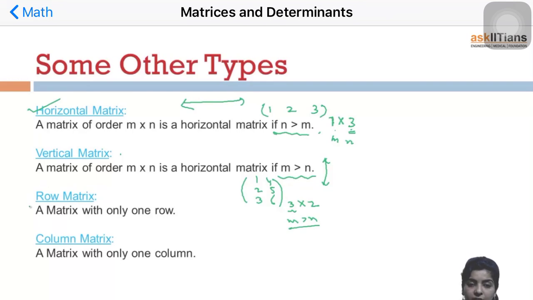Row matrix, a matrix with a single row. Suppose this is a row matrix, just one row, any number of columns is a row matrix. Similarly, column matrix is the matrix with a single column. This becomes a column matrix, just one column and any number of rows is a column matrix.